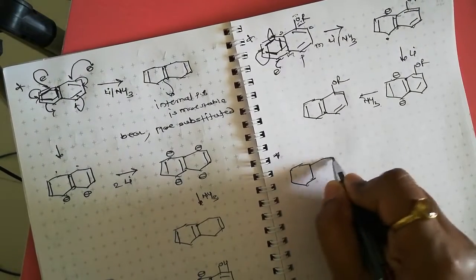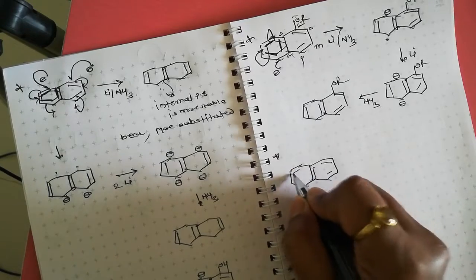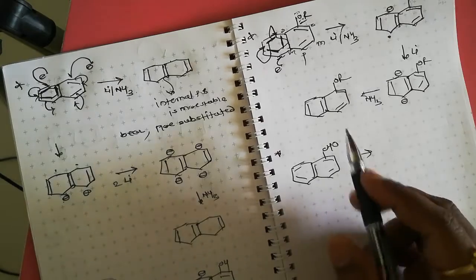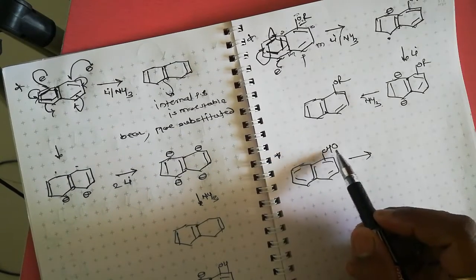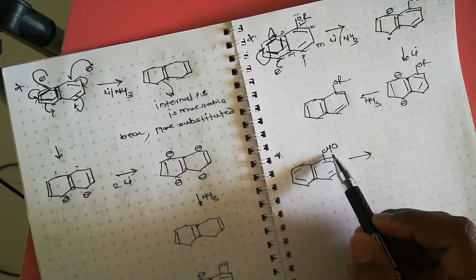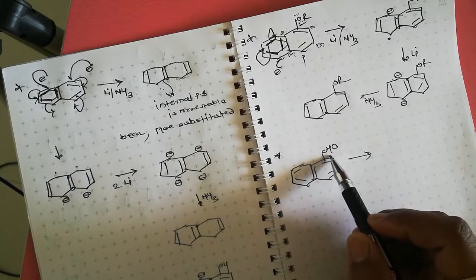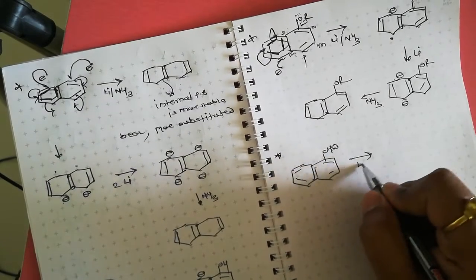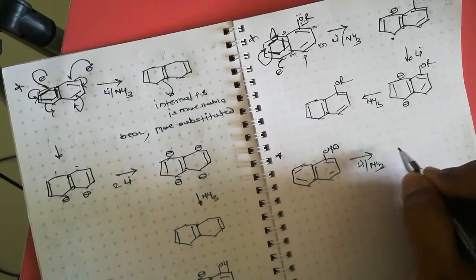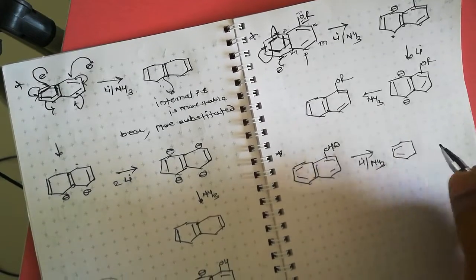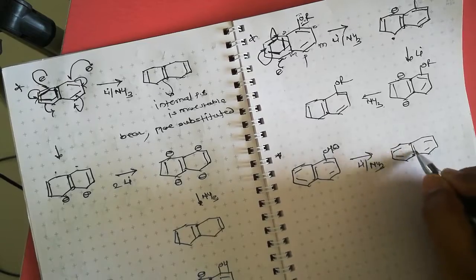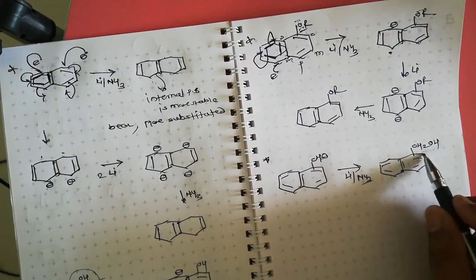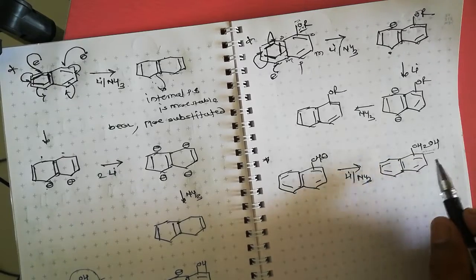Next example, if here is the electron withdrawing group aldehyde, then what is the product? As we know, aldehyde, ketone, and ester first reduce with lithium in the presence of ammonia, and we get here CH2OH. First reduction of this CHO group into a CH2OH. After Birch reduction, we get here CH2OH. As we know, this CH2OH is an electron donating group.